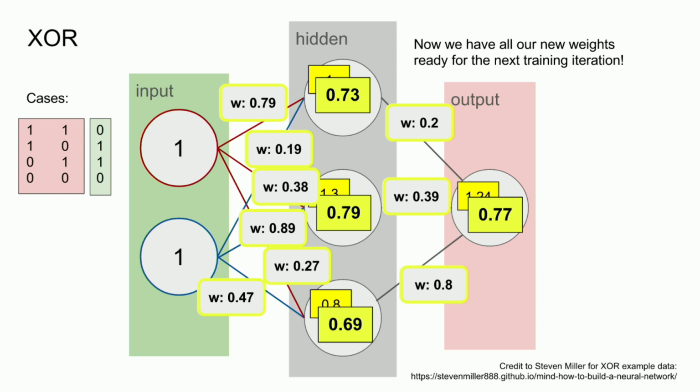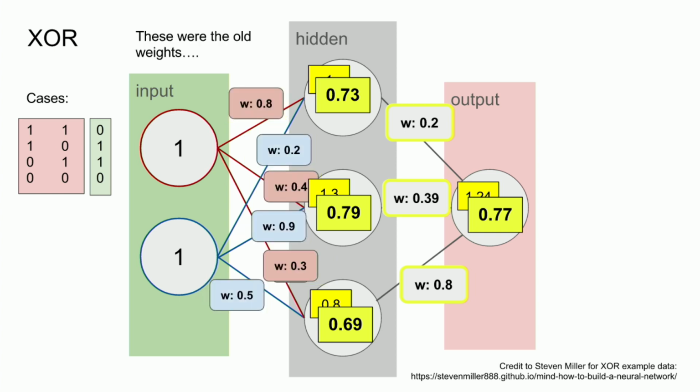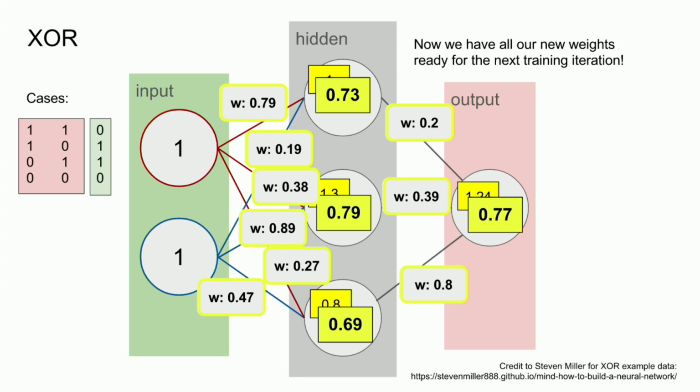And basically now, when we run the test again, and we give it inputs of 1 and 1, the number that comes out should be smaller. It should be closer to what we want. And this is how it works. You basically just slowly adjust the weights in the system to get the proper output. And we could see those were the old weights.